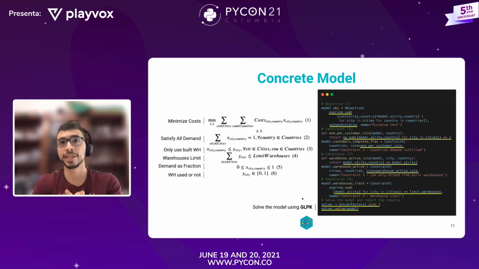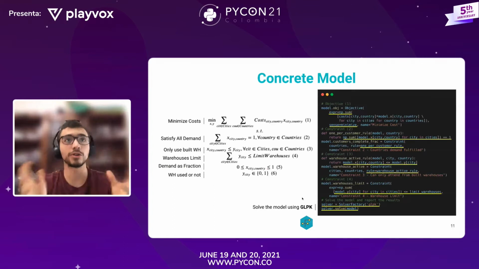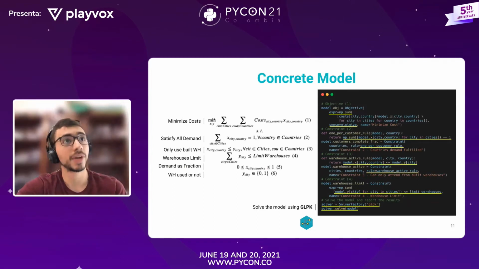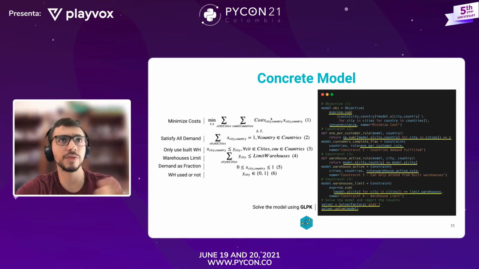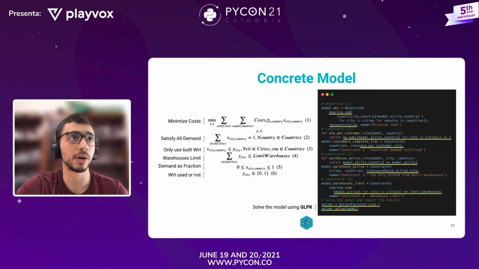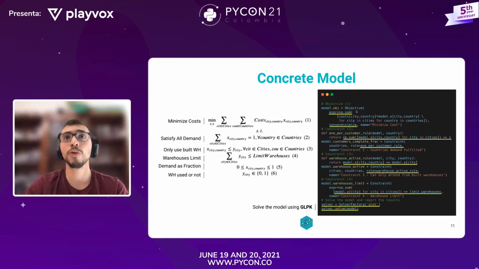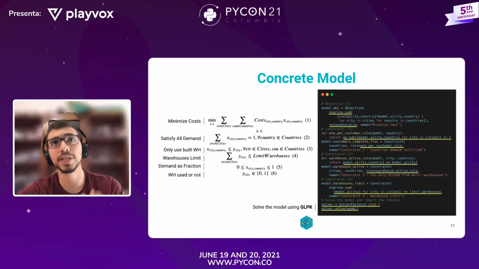Okay, so now let's define our objective and our constraints. Here we have the mathematical definition. I'm not going to dive into it. Here we have what each of them means. So first we need to minimize the cost. So this is going to be number 1, our objective function. So let's see how we build our objective function. We use the objective method from Pyomo, and let's see how we minimize that cost.